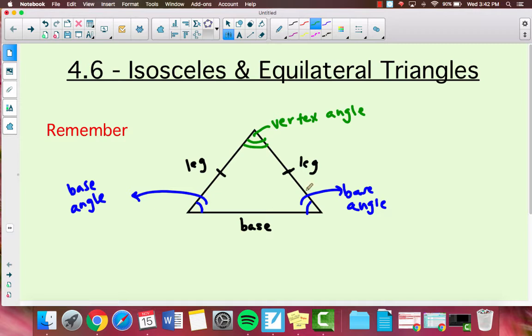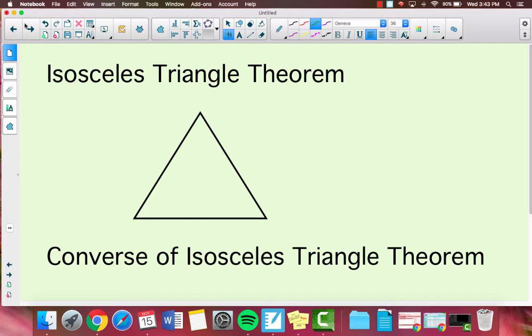So having this picture in your notes is going to be really important because I'm going to refer to those vocab words. So make sure you draw this in, study it, know the difference between each part. That way, when I use those vocab words in class, it's a lot easier for you to know which part of the triangle I'm talking about. All right. Next, we're going to talk about two different rules or theorems.